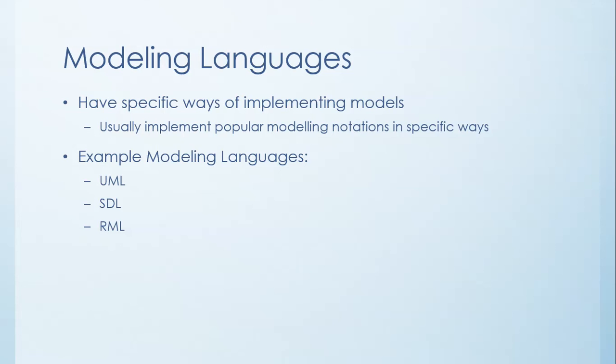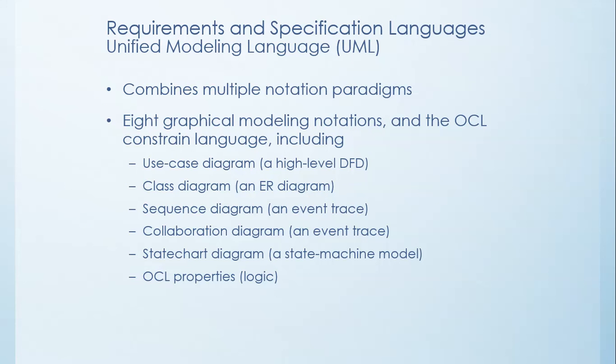And remember, these modeling languages host a whole bunch of different ways of doing things, and may or may not implement some of the generic models that exist. So the Unified Modeling Language, that's the UML, it combines multiple notation paradigms. There are 8 graphical modeling notations, as well as what they call the OCL constraint language, and they have all of these and more. So that's like use case diagrams.